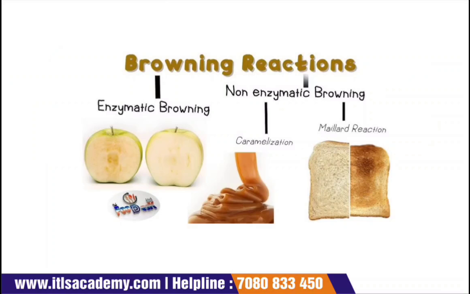Basically the browning reaction is divided into two types: enzymatic browning and non-enzymatic browning. They have a further classification. If we first see the enzymatic browning reaction, as the name suggests, enzymatic, what comes quickly to our mind? In enzymatic browning, it basically occurs when a fresh food, or you can say a fresh beverage product, is exposed to air.